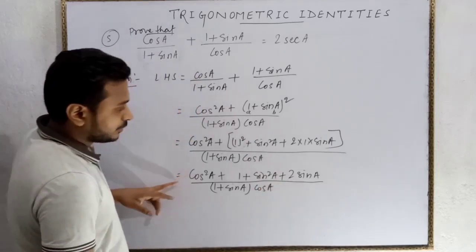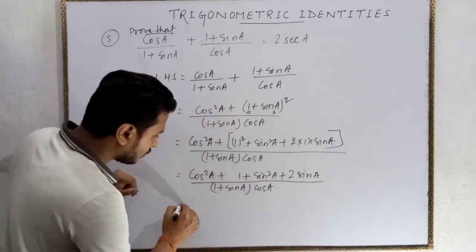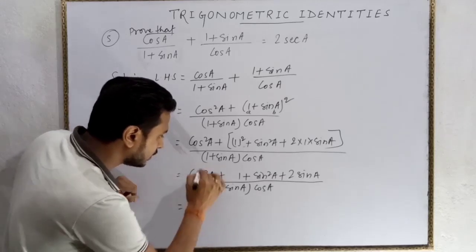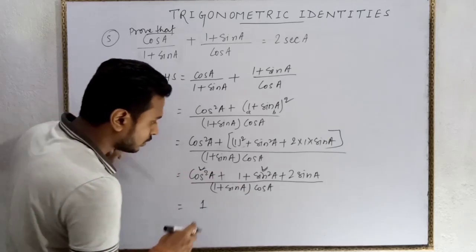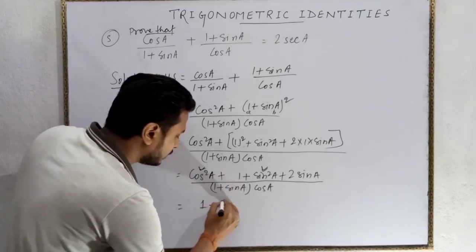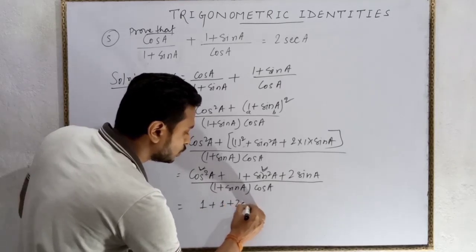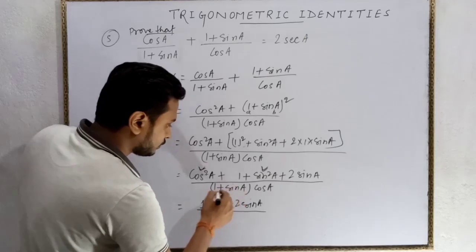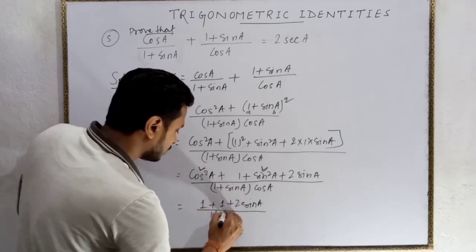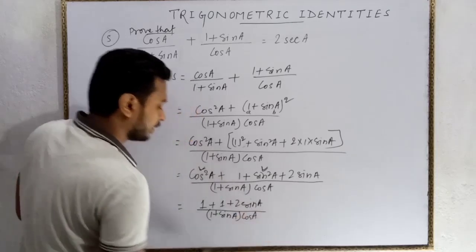Okay, as we know, the sum of sin square A plus cos square A is equal to 1. Then there is also 1 and plus 2 sin A. Okay, by 1 plus sin A into cos A.